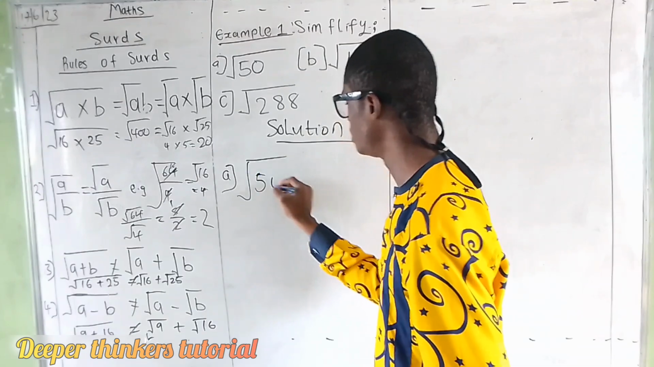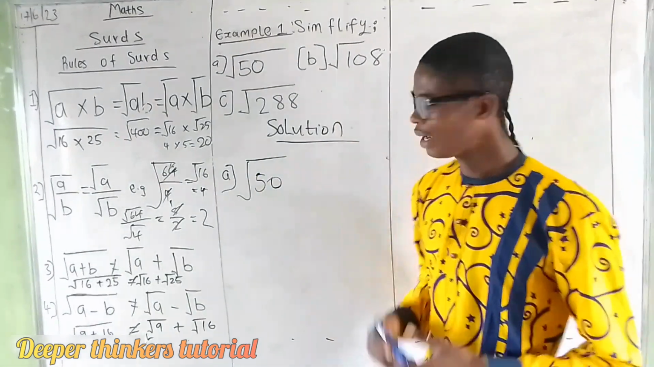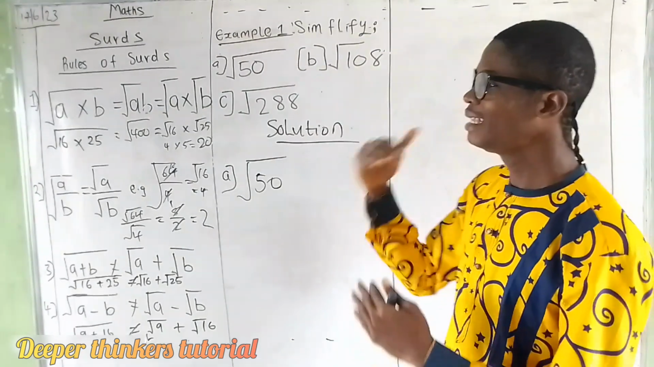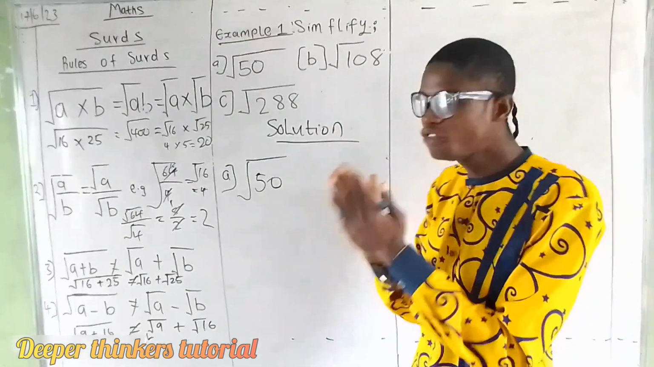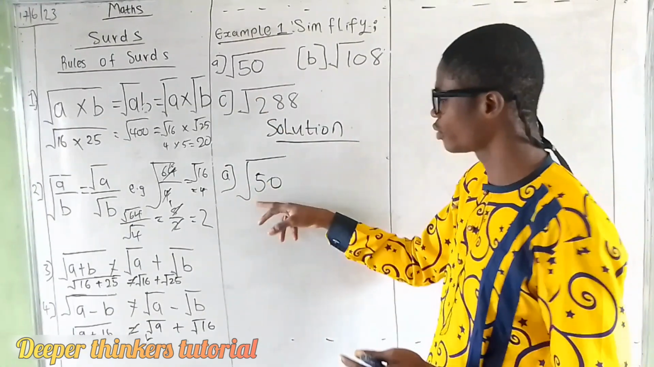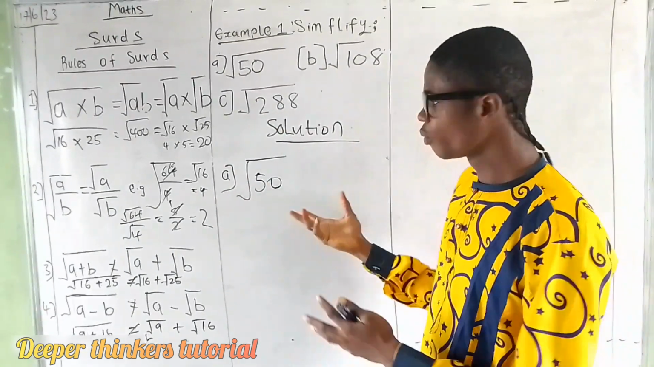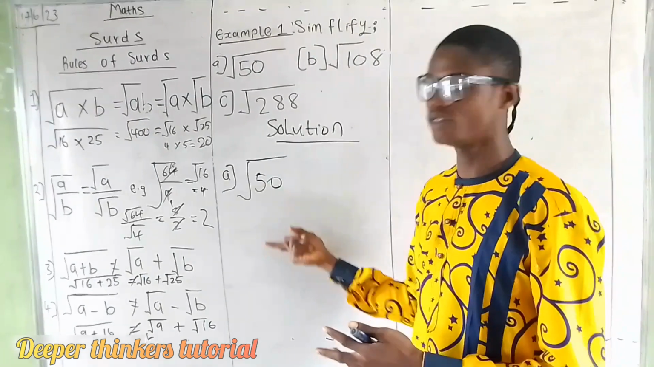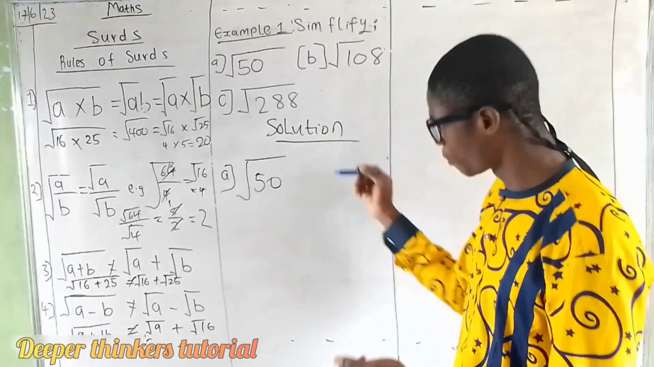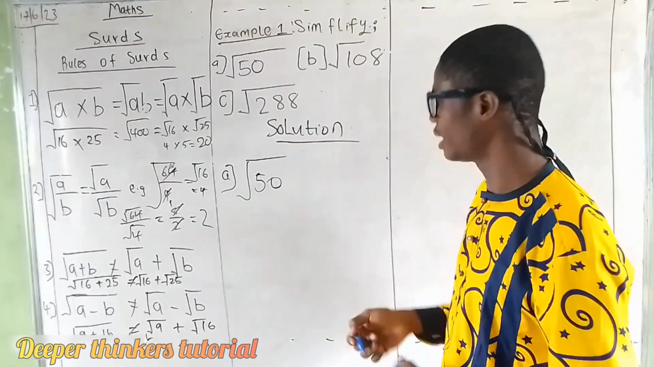We have root 50. It is expressing any root value in the lowest form of its perfect square. That means you bring out the perfect square from that value, and you take the square root of that perfect square. Then you express it as a product of the remaining roots that are not perfect squares.